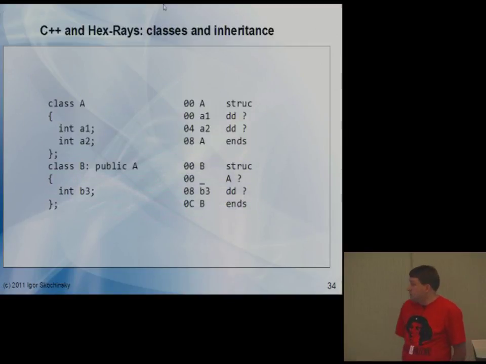So here's how we handle simple inheritance. We create one structure for one class. Then when we inherit, we just put this structure as a substructure in the other structure. And this way you can simulate the inheritance, and it works quite well.